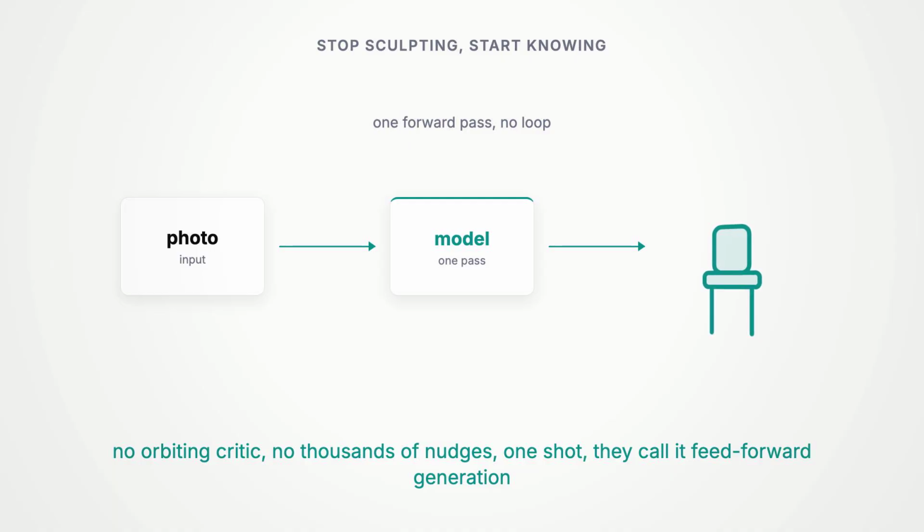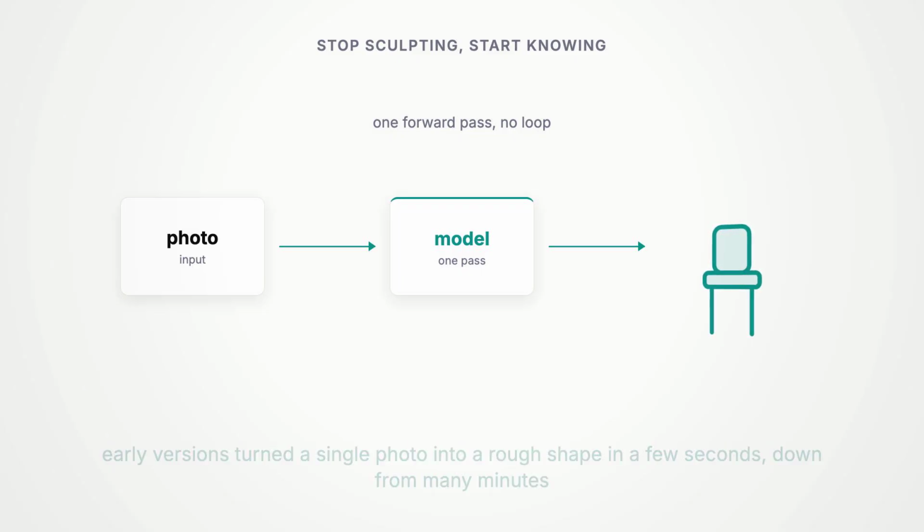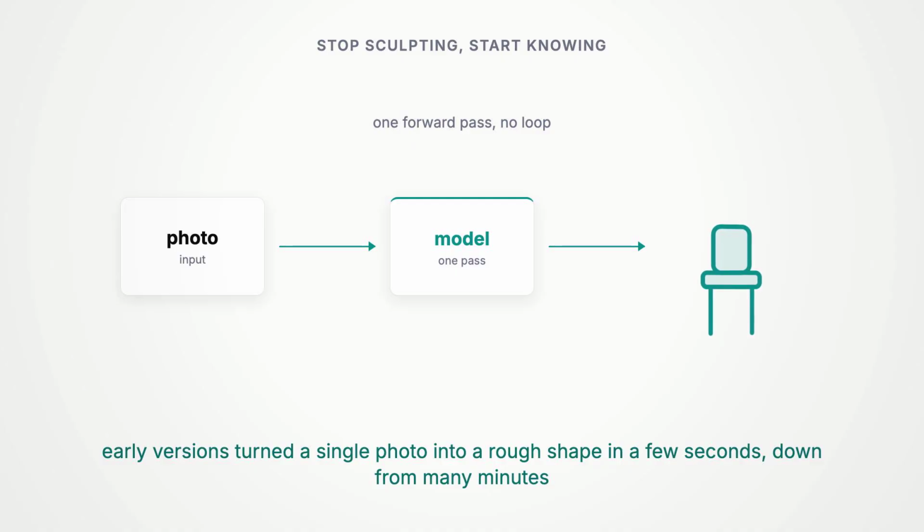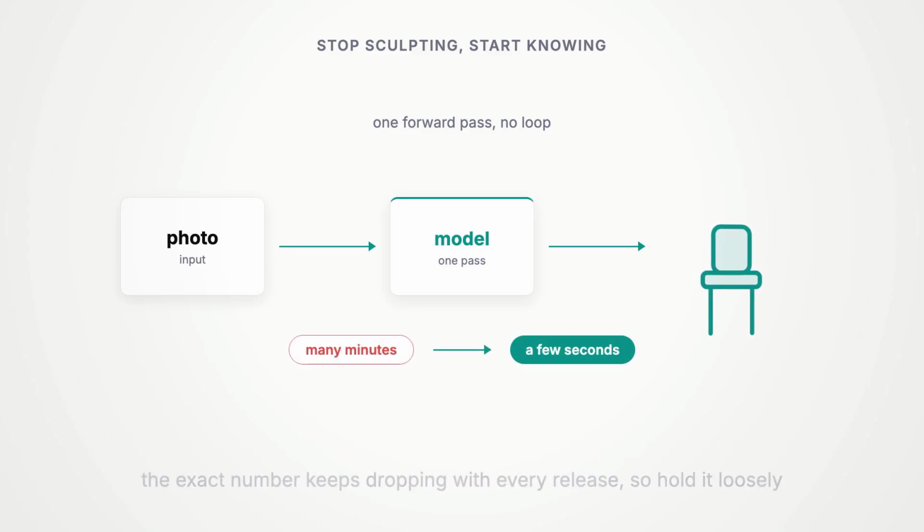People call this feed-forward generation because the work flows forward through the model once, and out comes the object. Early versions turned a single photo into a rough 3D shape in a few seconds, down from many minutes, and the exact number keeps dropping with every release, so hold it loosely. But how does a model breathe out a whole object at once?